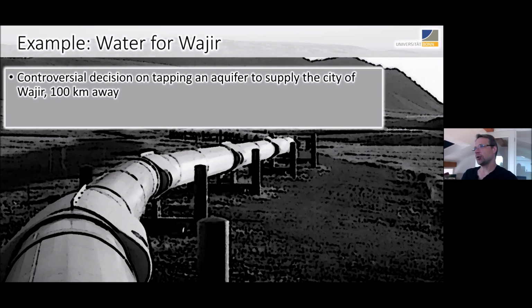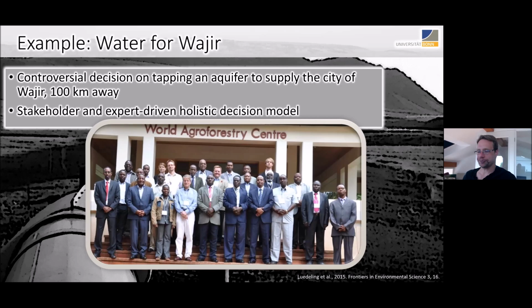And basically the idea was, Wajir is in a pretty dry region with major problems with water supply. And so the idea here was to tap an aquifer in a different city and supply the water to Wajir via a pipeline. So it's about a 100-kilometer pipeline. And that was the plan. And it sounded great at the beginning to some people and not so great to other people. So it was pretty controversial and people weren't exactly on the same page.